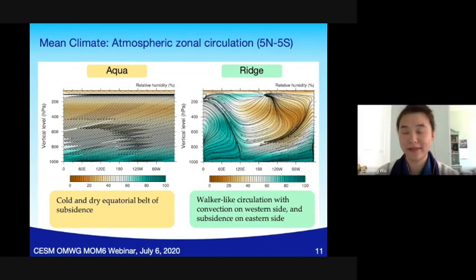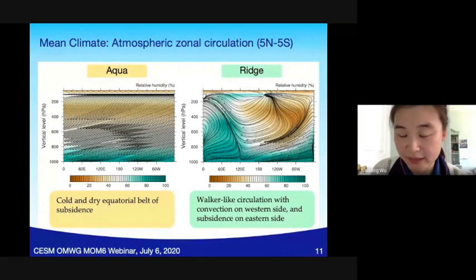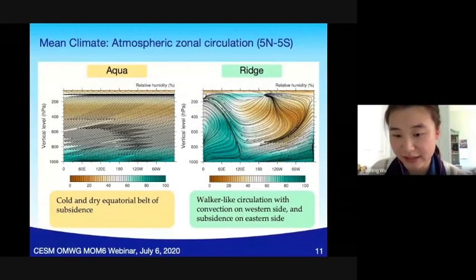The presence of that zonal asymmetry on the Ridge planet leads to asymmetry in the atmosphere as well. Here we're looking at the zonal circulation in the atmosphere in the equatorial region. In the Aqua case, the cold and dry equator corresponds to a belt of subsidence, whereas Ridge again looks more familiar, with a Walker-like circulation with convection over the western warm pool and subsidence on the eastern side.